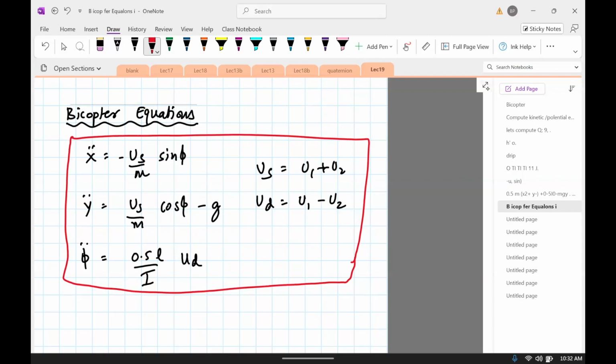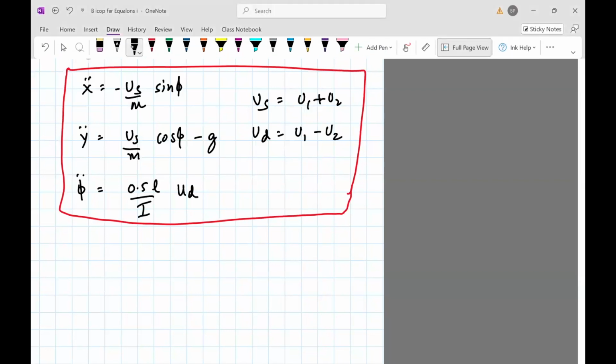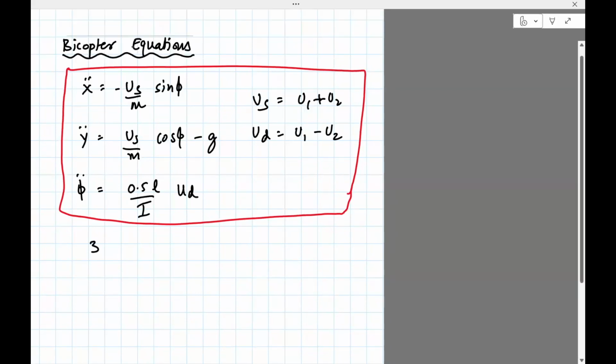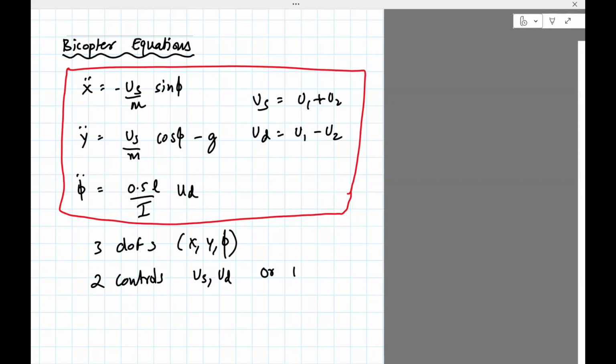The thing to note here is that we have three degrees of freedom, x, y, phi, and two controls. You could either count them as us, ud, or you could count them as u1, u2. Doesn't matter, but really it's two. There's no three. There's just a way of redefining the controls using us and ud.